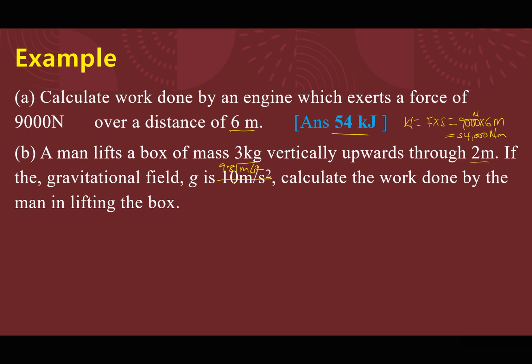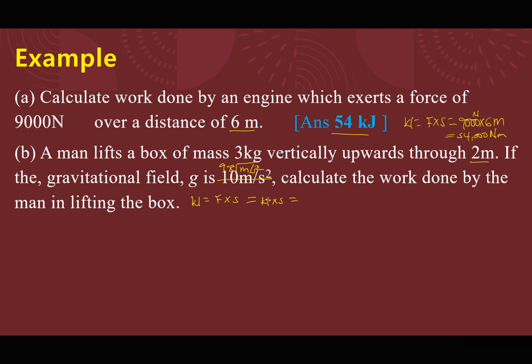Calculate the work done by the man in lifting the box. So we want to find the work done. We know that work done is equal to the force times the displacement or distance in the direction of the force. When I write S, some students may think I'm writing speed, but this is displacement. The force is going to be the weight because we are doing work against gravity, so this is going to be the weight, then times the displacement.